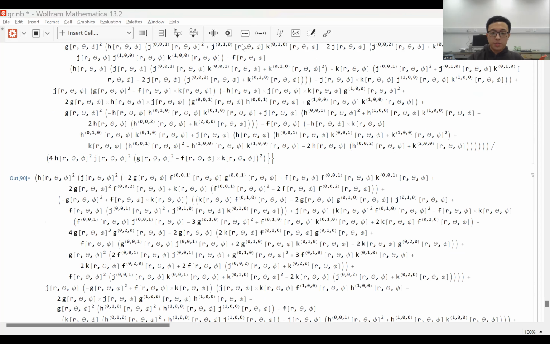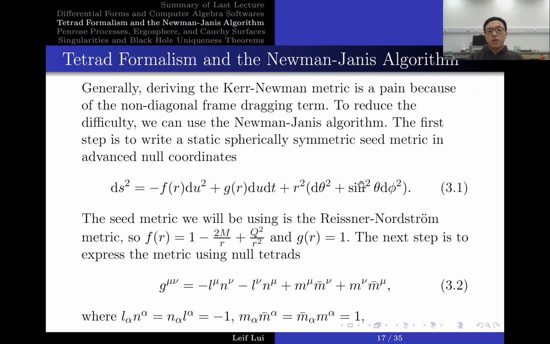So let's go back to the slides. Generally, deriving the Kerr-Newman metric is a pain because of the non-diagonal frame-dragging terms. However, to reduce the complexity of this calculation, we can use the Newman-Janis algorithm. The first step is to write a spherically symmetric seed metric in advanced null coordinates, essentially Eddington-Finkelstein coordinates, and this is the following. The seed metric that we will be using is the Reissner-Nordstrom metric, where f of r is this, and g of r is 1.